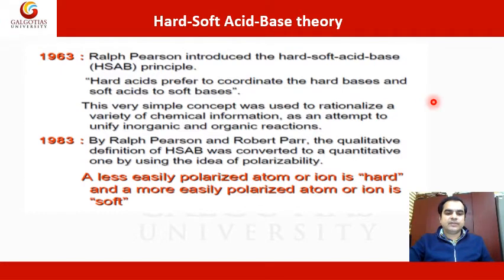Further, in 1983, Ralph Pearson and Robert Parr converted the qualitative definition of HSAB into a quantitative one by using the idea of polarizability. According to that, a less easily polarized atom or ion is referred to as the hard category, while a more easily polarized atom or ion is referred to as the soft category.